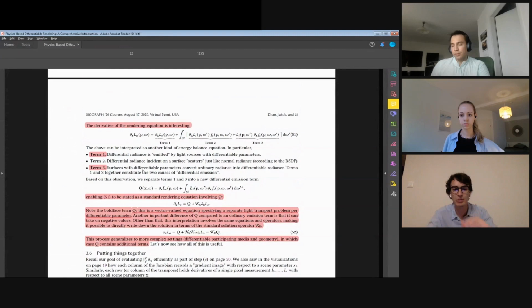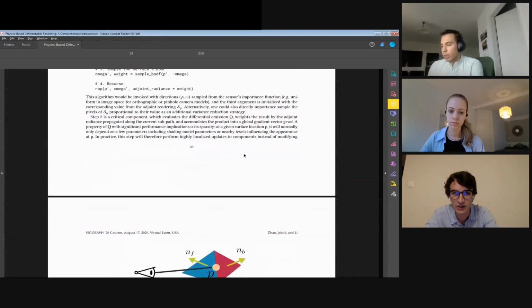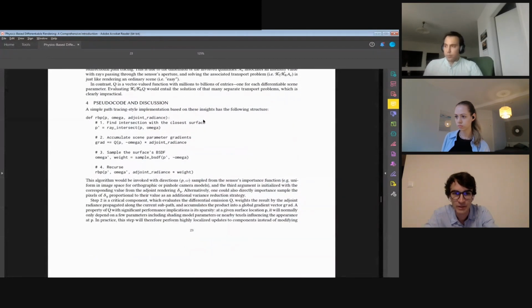Actually, you know what it reminded me of? But first, could you jump to that pseudo code? Do you know which one I'm referring to? It's on page 23, pseudo code and discussion. Right here, probably adjoint radiance, right?